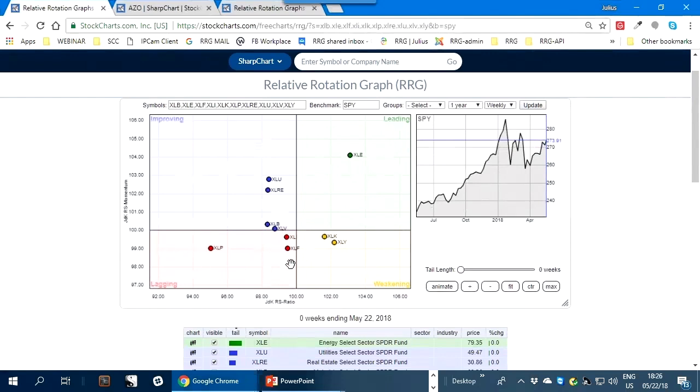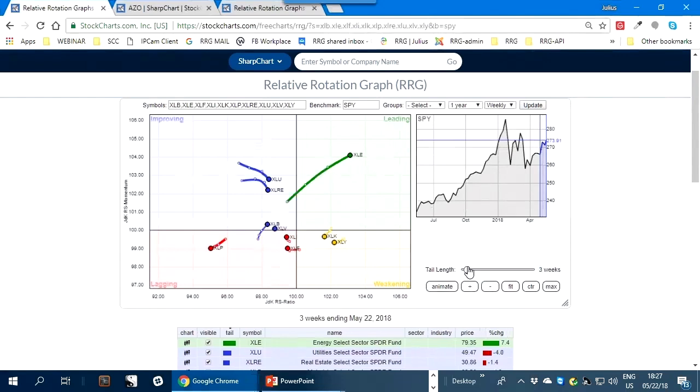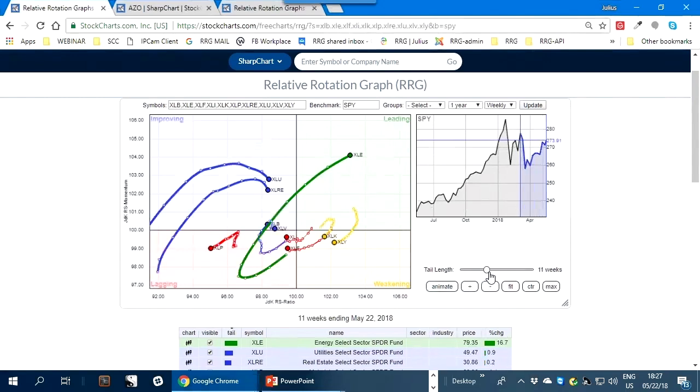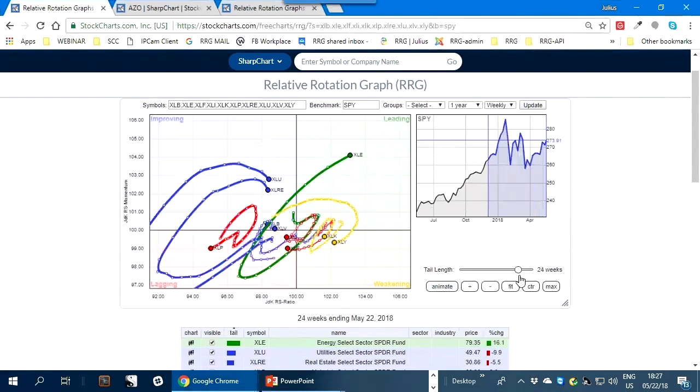But we're technicians. We like to see some sort of historical movement. And that's where the tail comes in. And the tail you can set here. You can add historical data points to that chart. And here you've got like 3 weeks. And now you can see the movement of those sectors. And the longer you make that tail, the better you can see that clockwise rotation.